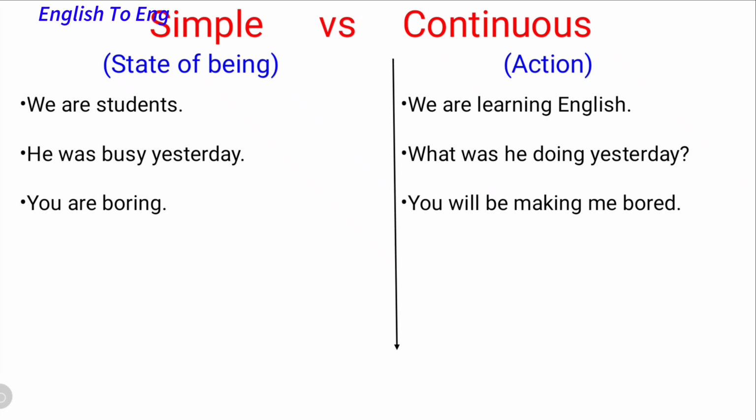Let's see an example. You are boring. So this one is quite important. Here we have used the ing form of the verb bore, but it's actually an adjective. You are boring.